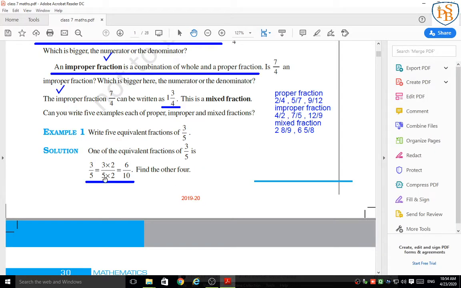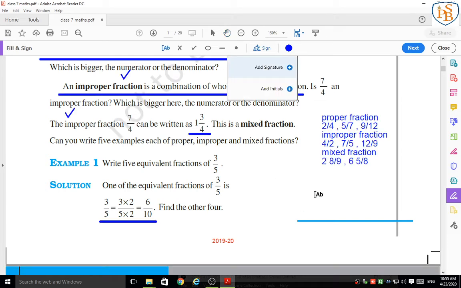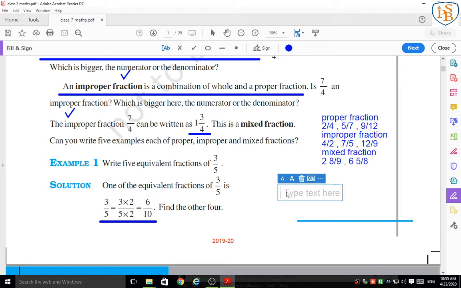I multiplied here by 2 to the denominator place and also for the numerator place. So I can write this 3 into 2 upon 5 into 2. So it becomes 6 upon 10. Like that, you can also write other fractions. Look at here.